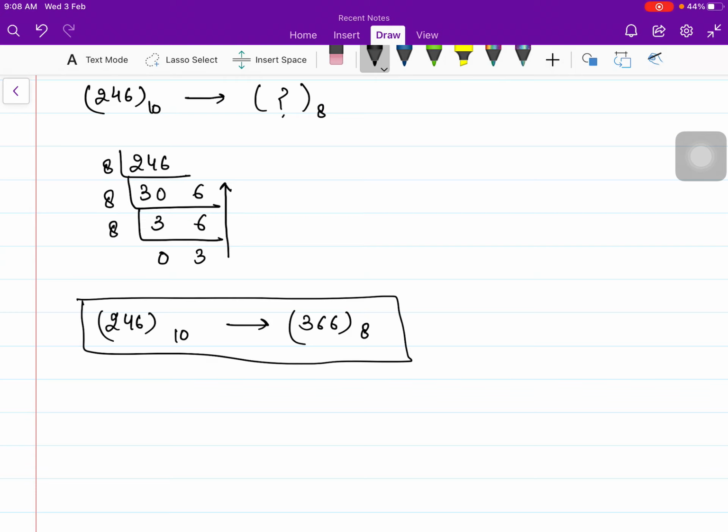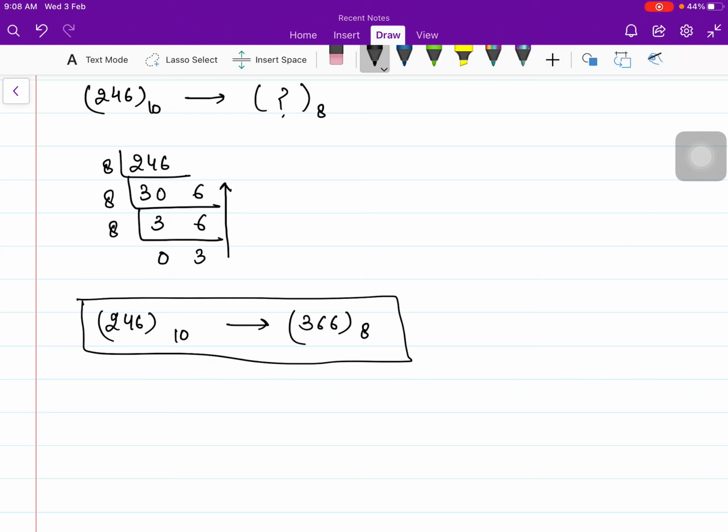Now 0.56 into 8, it will be 4.48. 4 will be recorded here. Now 0.48 into 8, 3.84 will be recorded here. 8 8s are 64, and 6 3.84. Okay, so 3 will be recorded here and 0.84 into 8.